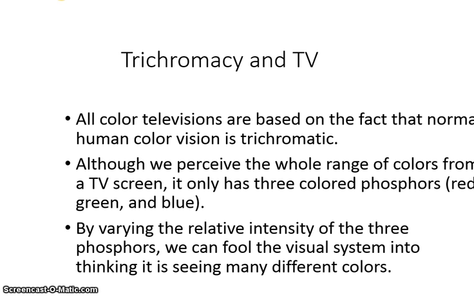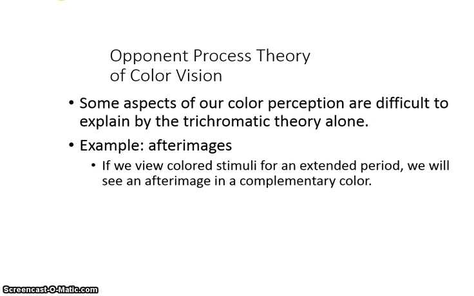So our televisions are based on the fact that your vision is trichromatic. Just like we have 3 types of cones, red, green, and blue, your TV has only 3 colored phosphors. By varying the proportion of these 3 phosphors, we're able to see many colors. Some phenomena, however, cannot be explained by the trichromatic theory of color.